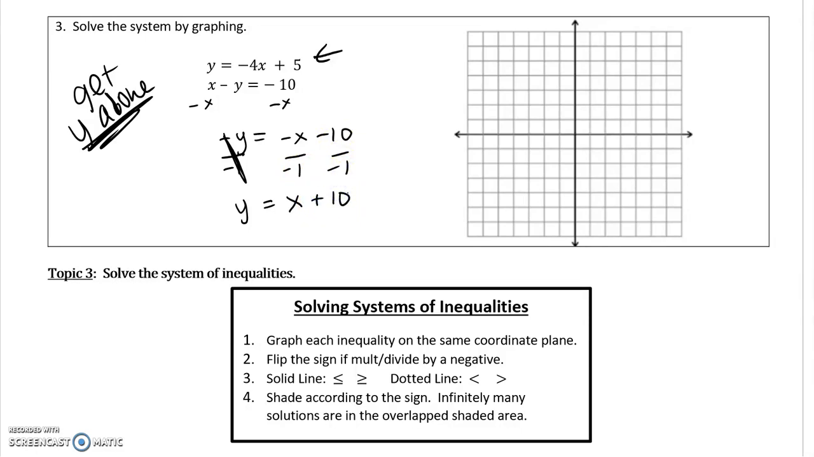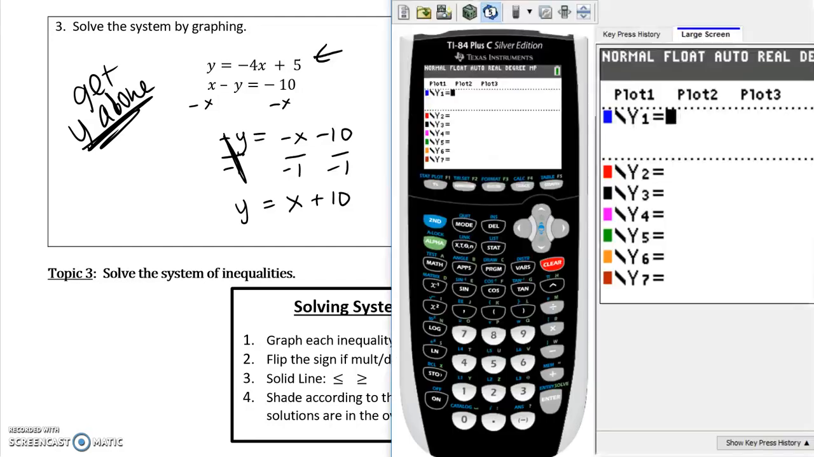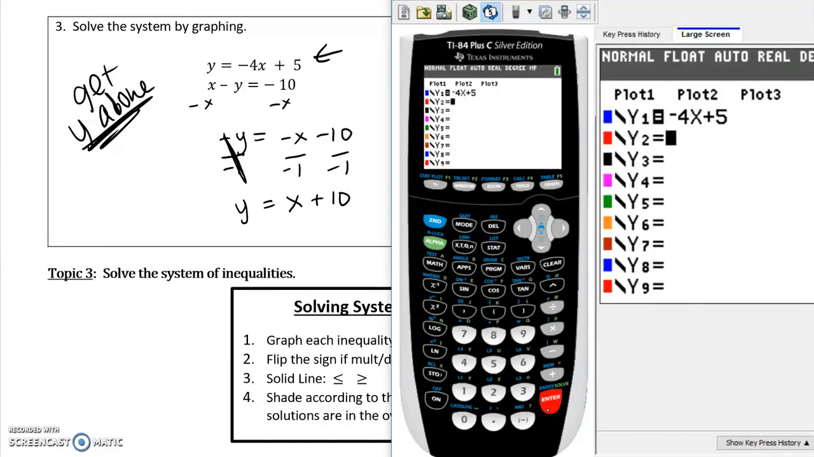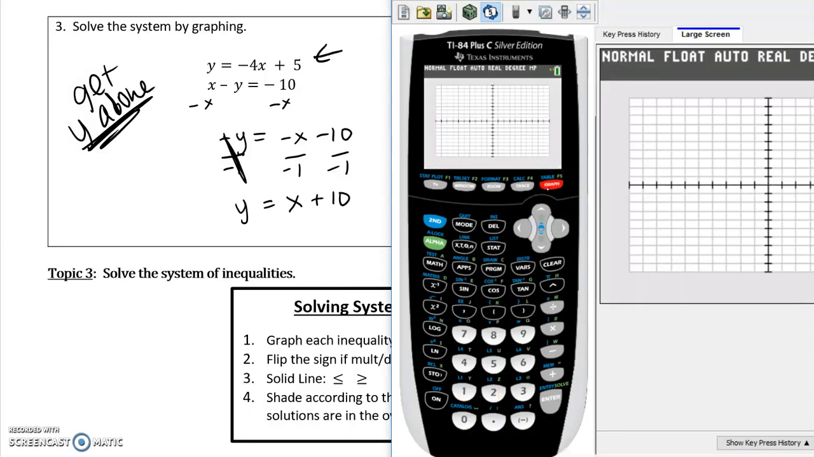Now you're going to go to your graphing calculator and punch it in, or you can graph it using y equals mx plus b, whichever you prefer. So if I'm going to put this into my graphing calculator, I go to my y equals, and I'll punch in negative 4x plus 5. And then I'll punch in x plus 10 for my y2. I really want to see where these two graphs cross. The blue line and the red line, I want to see where they cross.